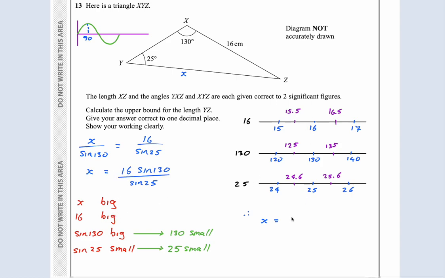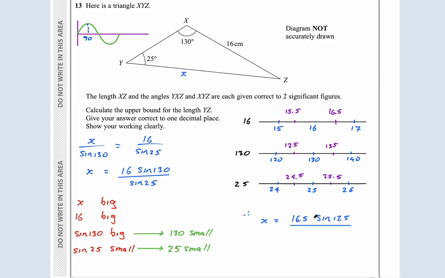big 16, so 16.5. I want a small 130, so it's 125, so it's 16.5 times sine of 125, and I want a small 25, so this becomes, sorry guys, I wrote 25.6 there, which is definitely wrong. That was meant to be 25.5 and 24.5. Hope you spotted it, 24.5 here.